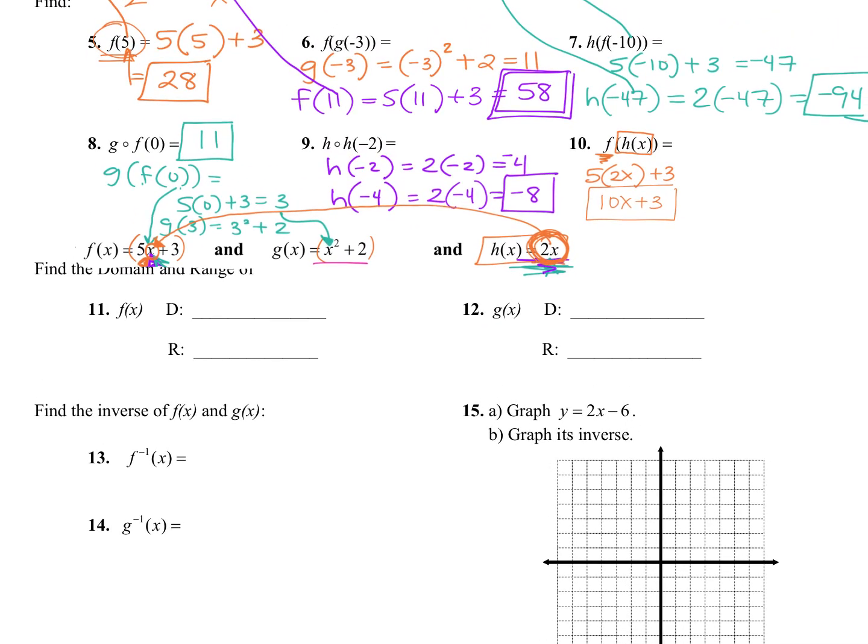Okay. 11 and 12, you're taking your f of x function and your g of x function, and you are defining the domain and the range of each of those functions. So first of all, look at f of x. That's this 5x plus 3, is our f of x function. What type of graph is that? What does that look like?